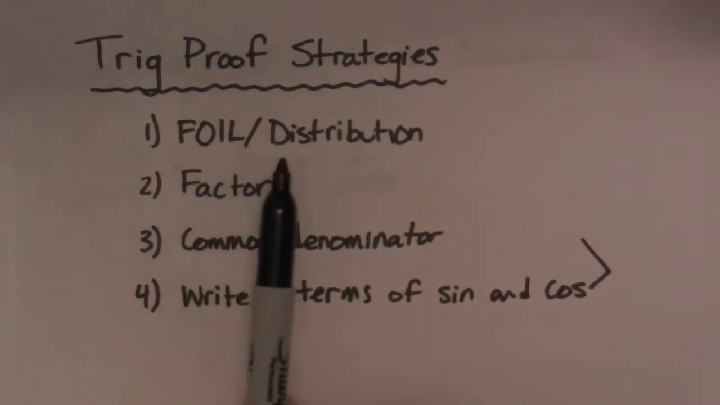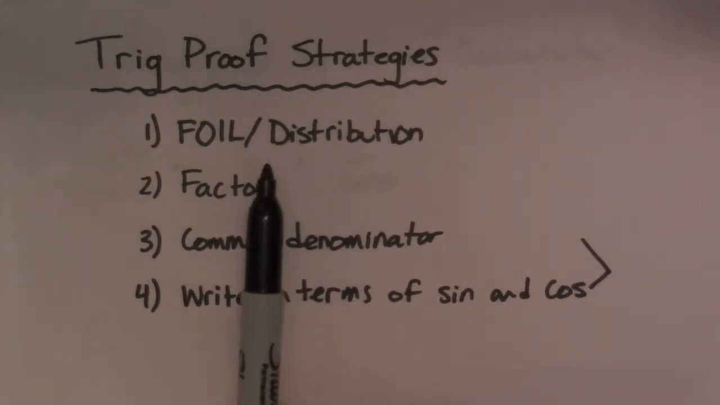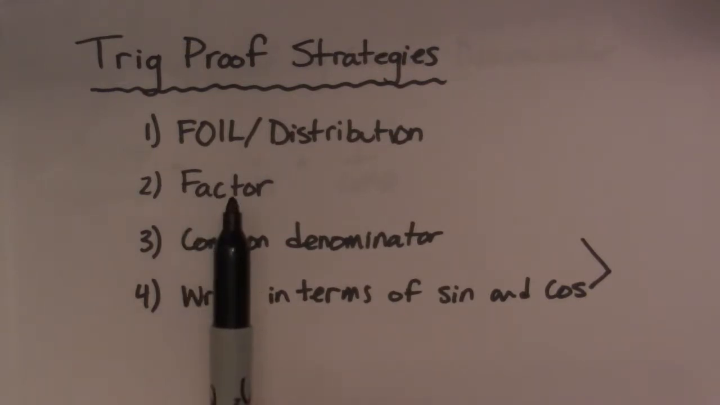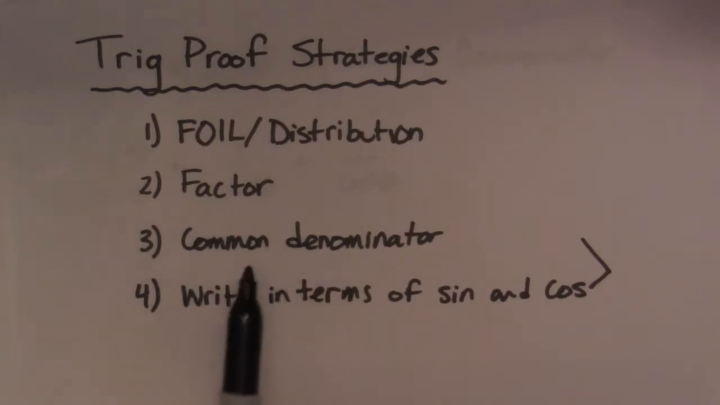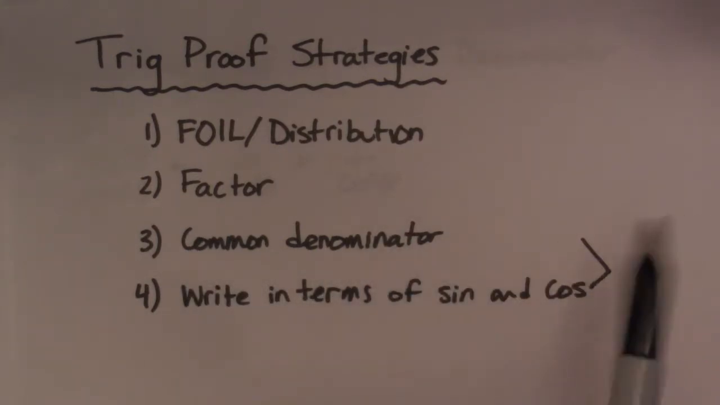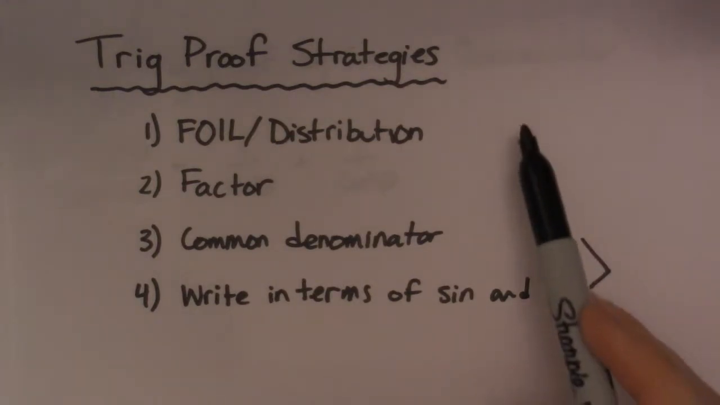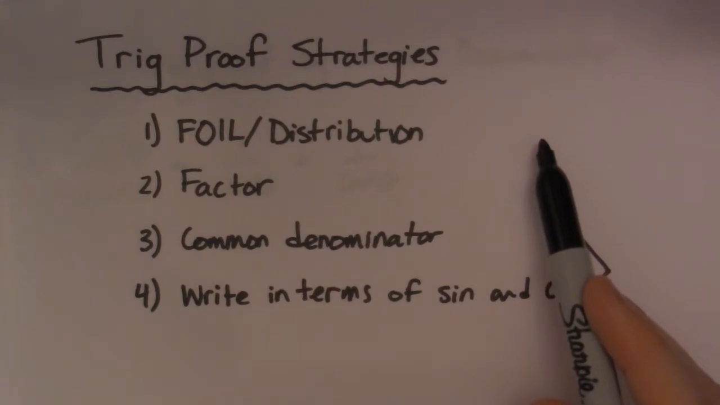If you've got any FOIL or distribution, you want to do that first, or look for that first. Same thing with factoring. Generally, factoring is a great thing to do in a trig proof. Then you really have decisions to make with common denominators and writing terms in sine and cos. These are sometimes interchangeable. Generally, this is going to follow this method. Not always, but this will take care of a lot of things.